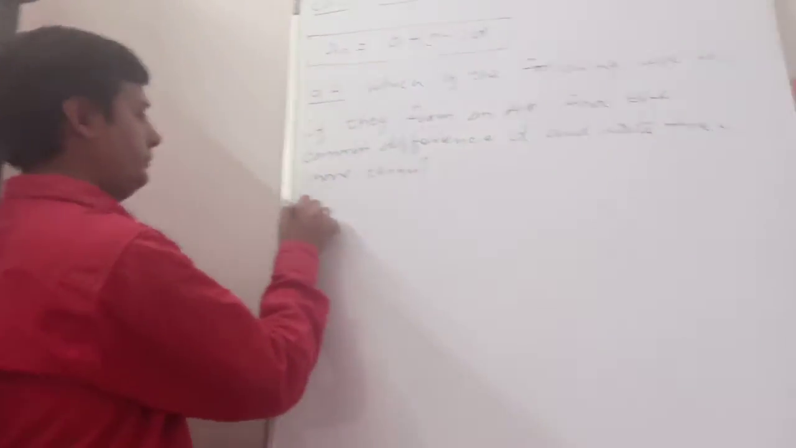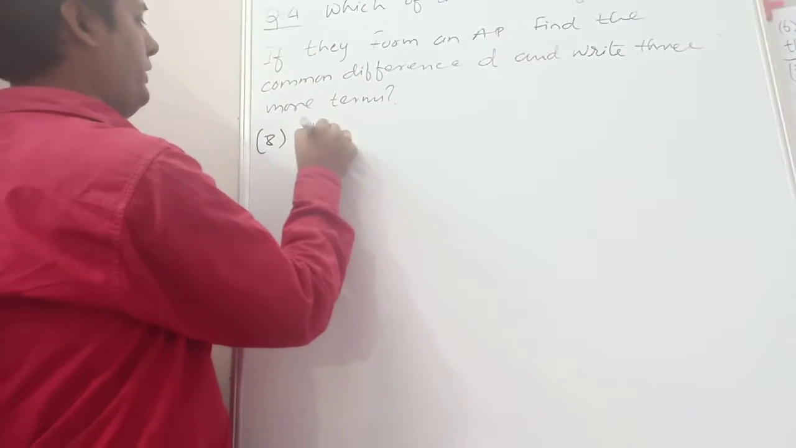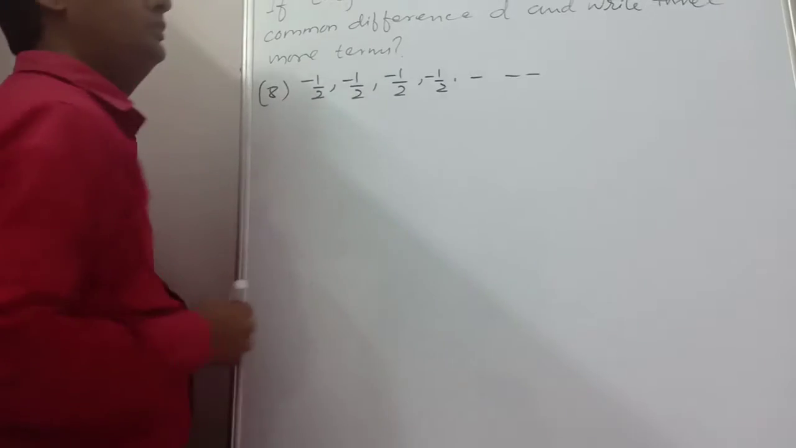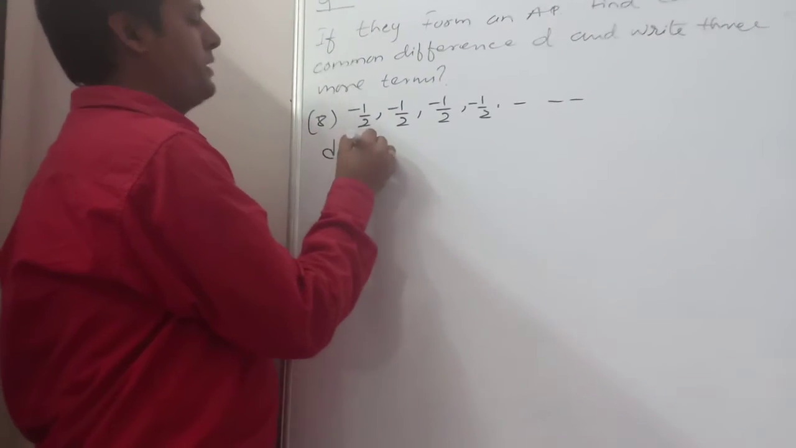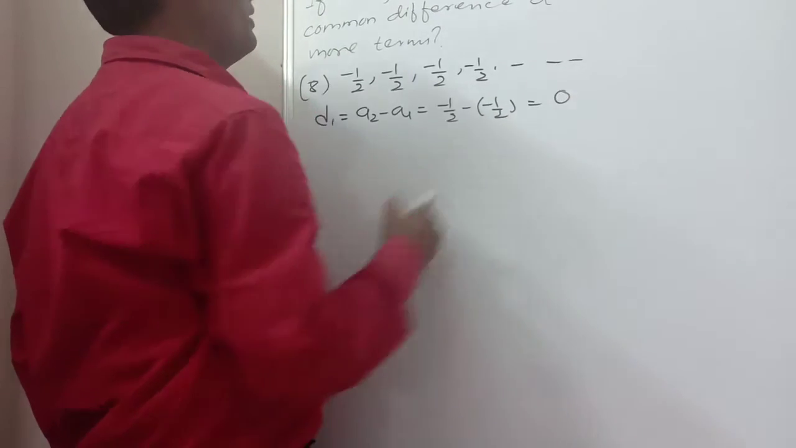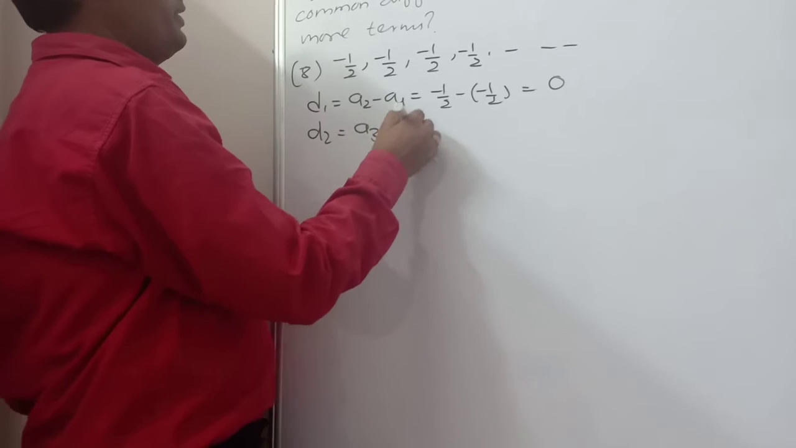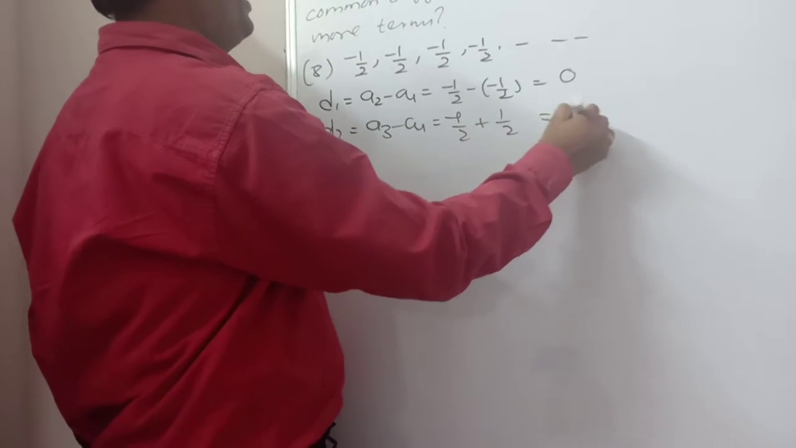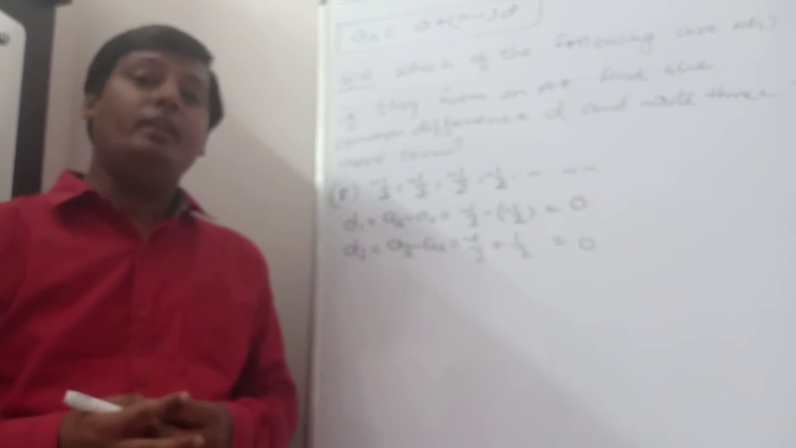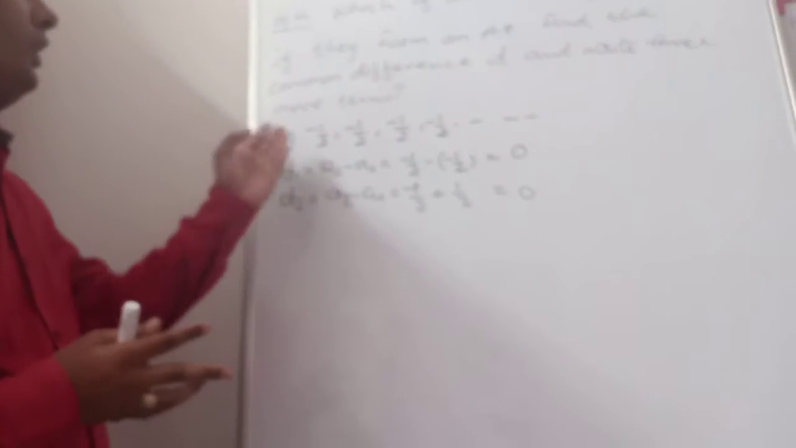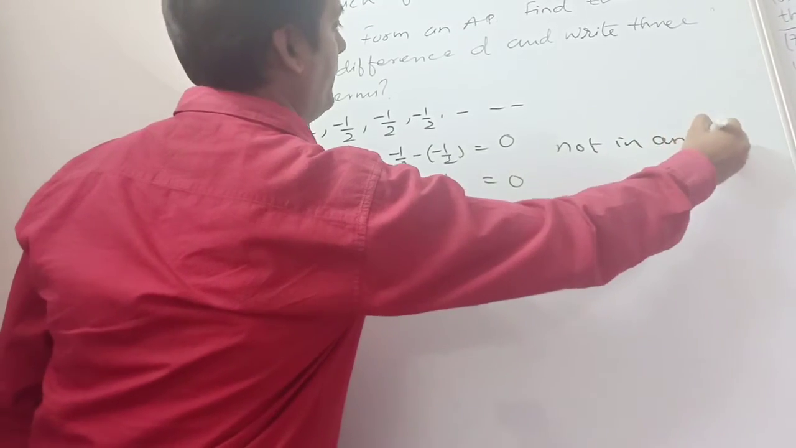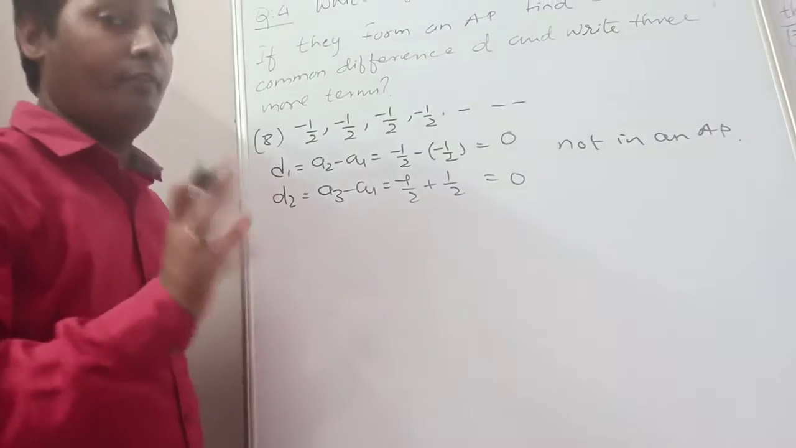Question 8. Minus 1 by 2, minus 1 by 2, minus 1 by 2, minus 1 by 2. Nice question. Here D1 means A2 minus A1, that means minus 1 by 2 minus minus 1 by 2, which is 0. Now D2 is equal to A3 minus A2, minus 1 by 2 minus minus 1 by 2, again 0. So here the difference is the same. But by the definition of AP, each term differs from its preceding term, and here all terms are the same. So this is not in an AP, because the terms do not differ from their preceding terms. Clear?